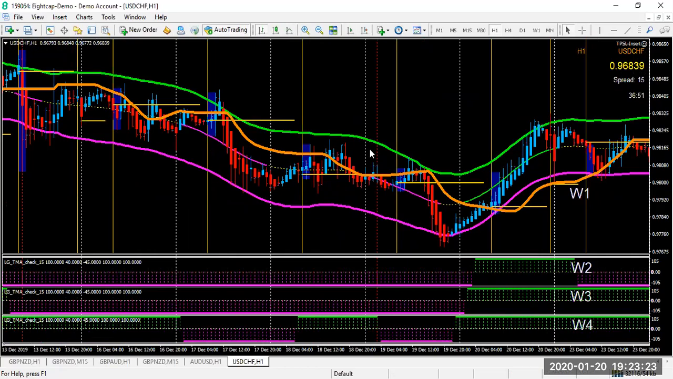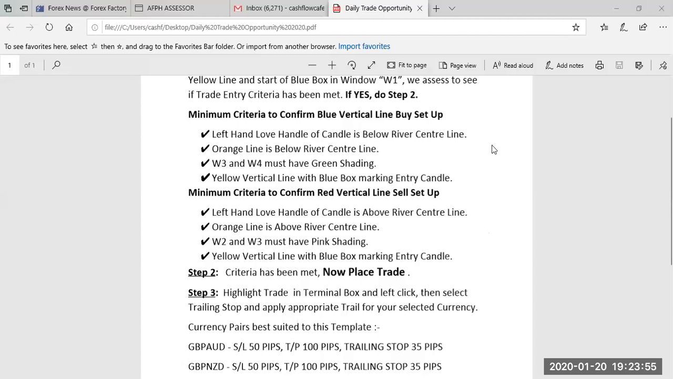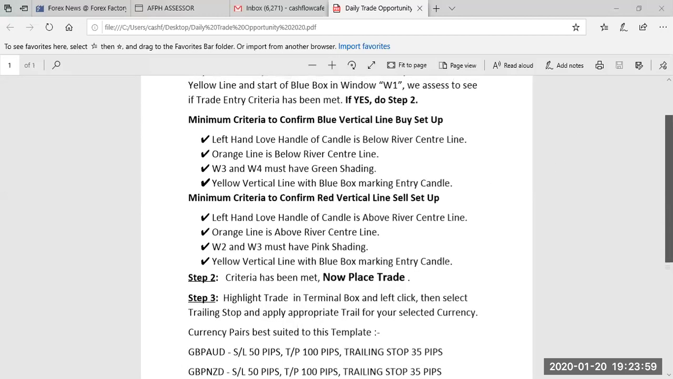Okay, question. Can you get back to the PDF? I don't understand why the criteria for buy and sell is different to Windows 3. Okay, just remember what Windows 2, 3, and 4 mean. It means a linear weighted moving average above or below the river center line. That's what it is.